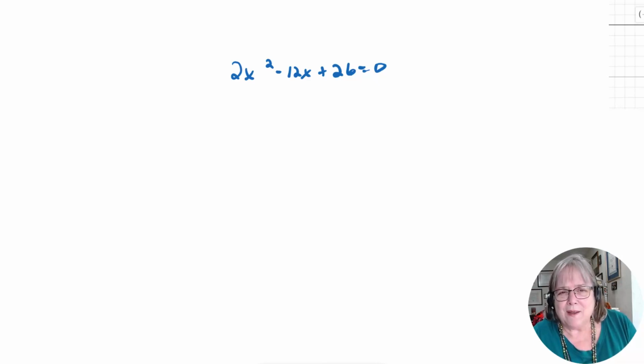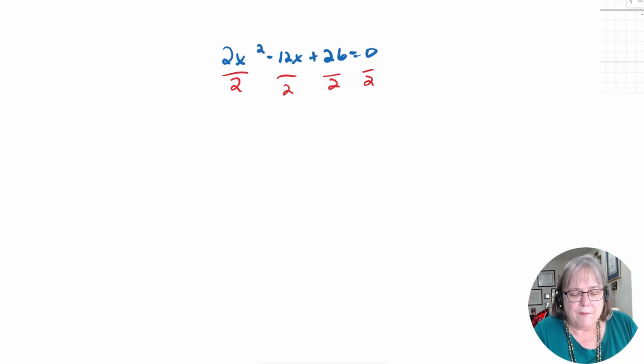So how do I get a 1 from a 2? You're going to divide. Okay, so that's fair. You can divide this by 2 as long as you divide everybody on both sides by 2. So you're going to divide all the way across by 2. And that would leave you x squared minus 6x plus 13 equals 0.